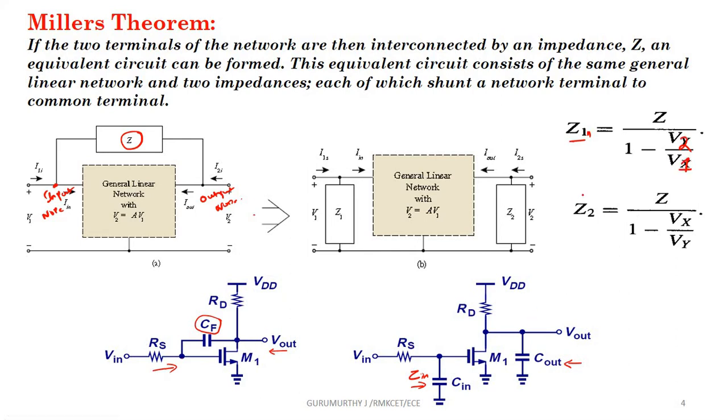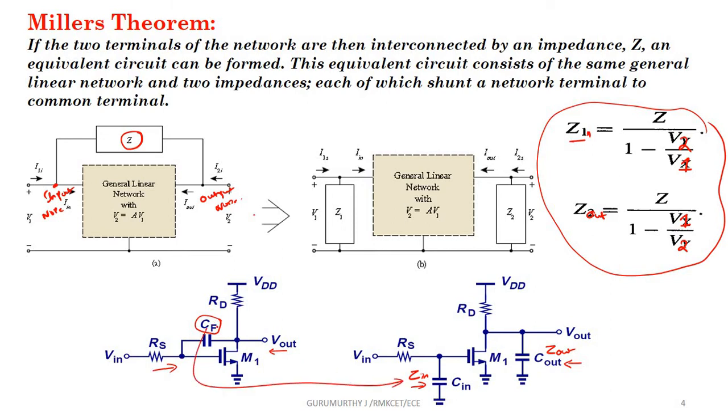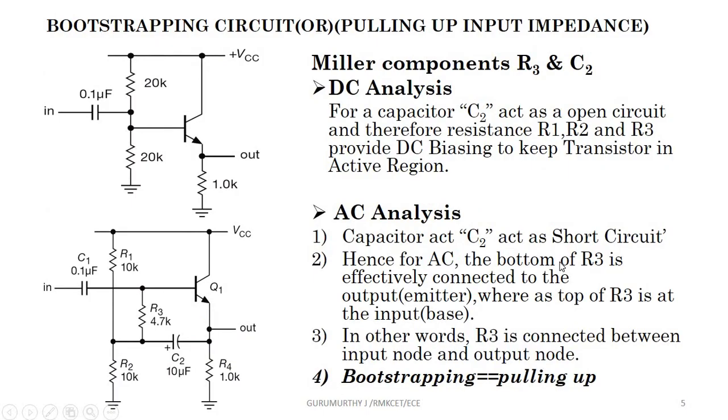Similarly, if you want, this is nothing but Z out, which is equal to Z by 1 minus Vx by Vy. Vx is nothing but the voltage at the first port and Vy is nothing but the second port. So this is the impedance which should be considered, or the CF should be resolved into two components, one at the input side and the other at the output side, and this formula will help you to calculate the values.